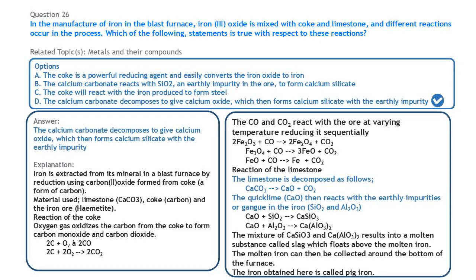It reacts with the silicon oxide to form calcium silicate. Okay, so this is true regarding the reaction. So at one of the levels of the reaction, we have the calcium carbonate or the limestone decomposing under heat into calcium oxide, that's quicklime, which then reacts with silicon oxide to form calcium silicate.